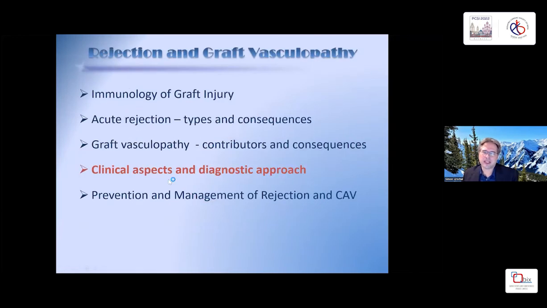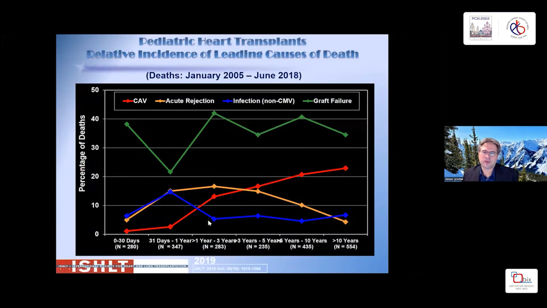What are the clinical aspects and diagnostic approach? So one of the things to keep in mind is it depends on where you are after your transplantation. Acute rejection is really a thing of early transplantation and barely plays a role in long-term transplanted hearts, with few exceptions. Graft vasculopathy is something that increases more and more over time, and there's this obscure graft failure, which probably reflects small vessel disease, graft disease in many of the cases as well.